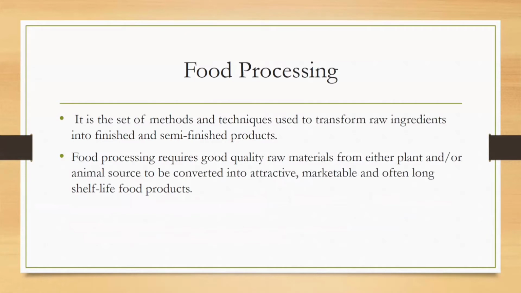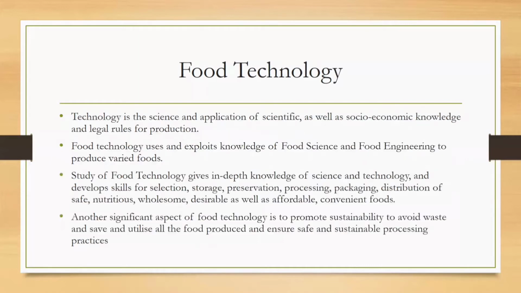Coming to what is food processing. It is the set of methods and techniques which are used to transform the raw materials into finished and semi-finished products. Food processing requires good quality raw materials from either plants or animal sources to be converted into attractive marketable products with longer shelf life.